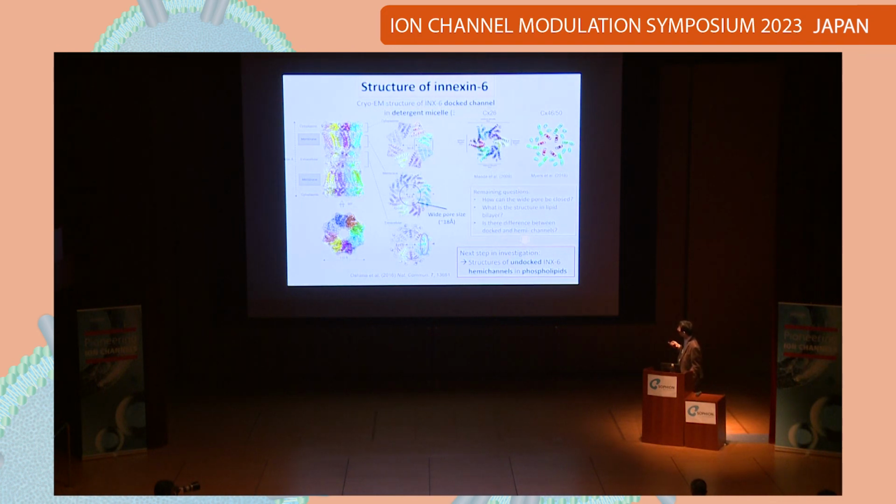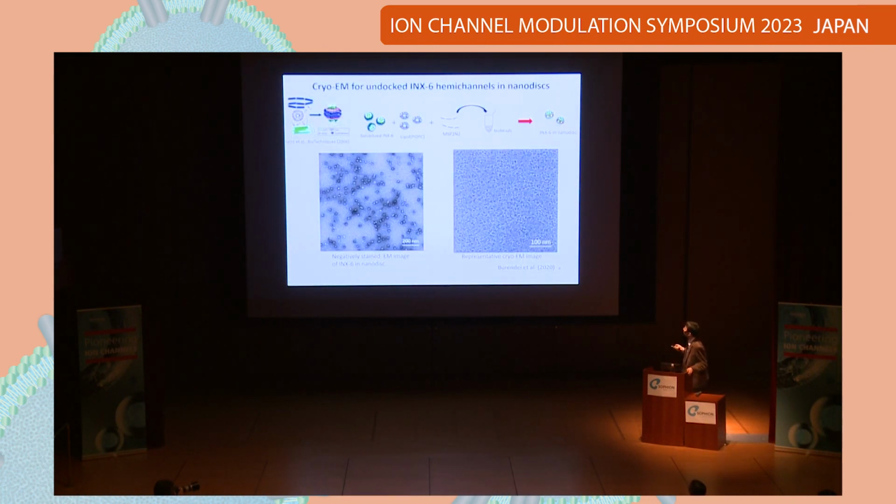As a next step, we investigated structures of undocked innexin 6 hemichannels in phospholipids. For this purpose, we used the nanodisc reconstitution technique. First, innexin 6 hemichannels are purified in detergent and mixed with lipid POPC and MSP2N2 belt protein. This mixture was incubated with biobeads to exclude detergent, and this resulted in the formation of nanodisc reconstitution. Nanodisc particles were confirmed by negatively stained electron micrographs, and we employed cryo-EM for high-resolution structural determination.